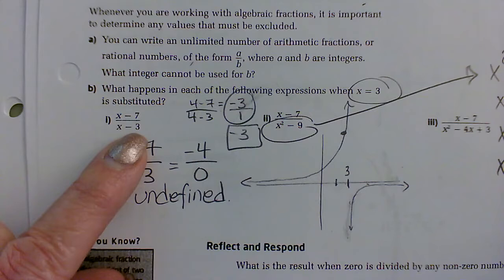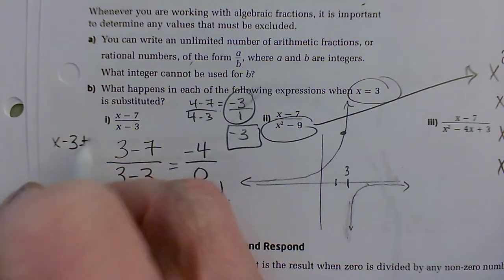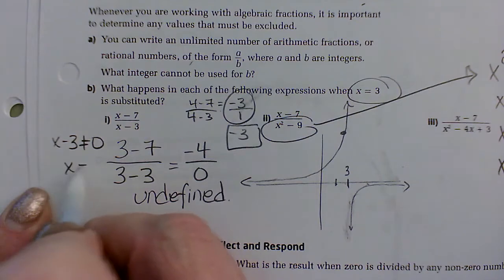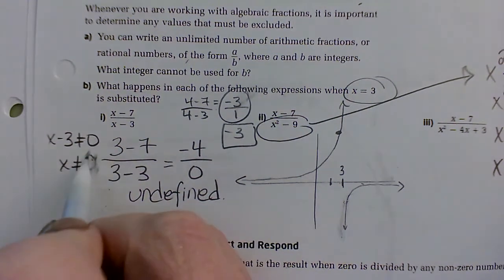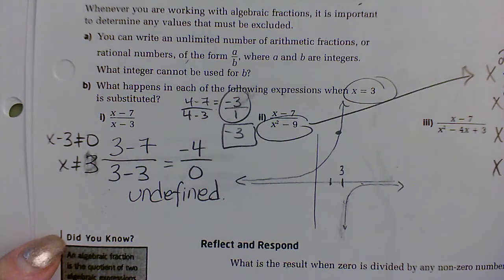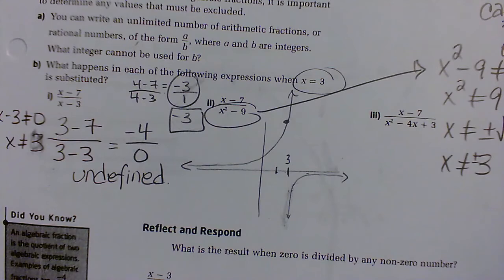See how this one right here, x minus 3 cannot equal 0. But that's just x cannot be equal to 3. It's only like that because it's a perfect square. All of these are going to be factorable.